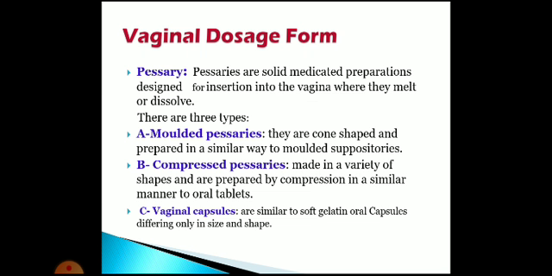Secondly, we have compressed pessary. In this case, there are a variety of shapes and these are prepared by compression in the same manner as the oral tablet. The third one is vaginal capsule. They are similar to the soft gelatin oral capsule, differing in their size and shape.